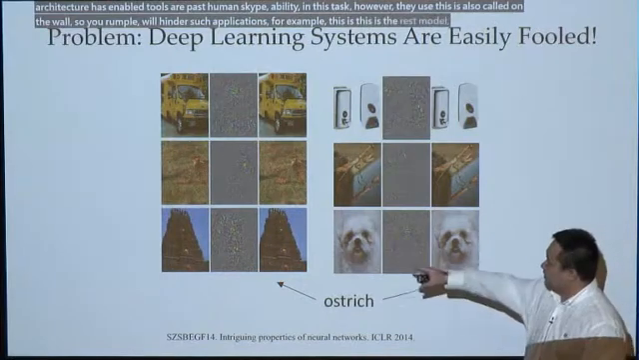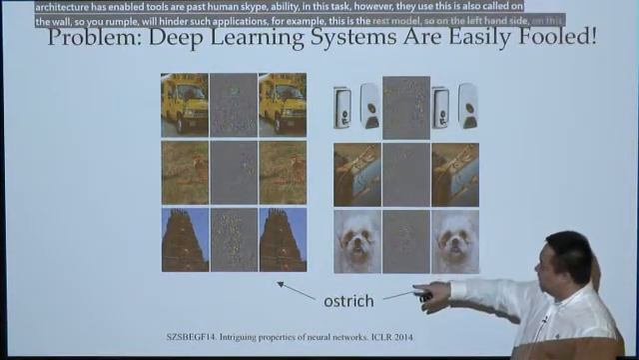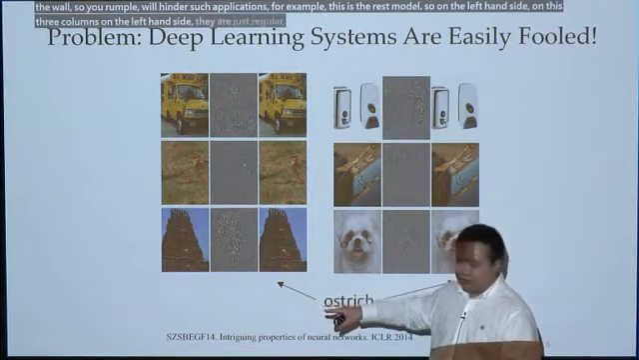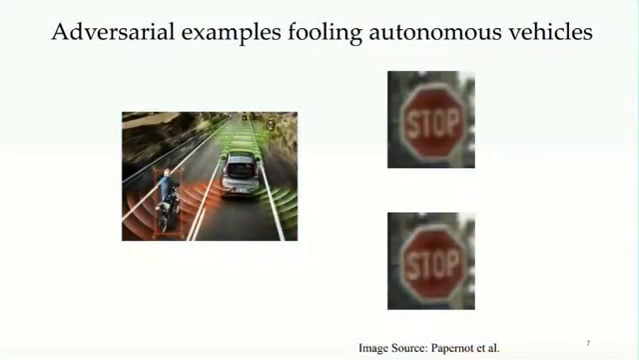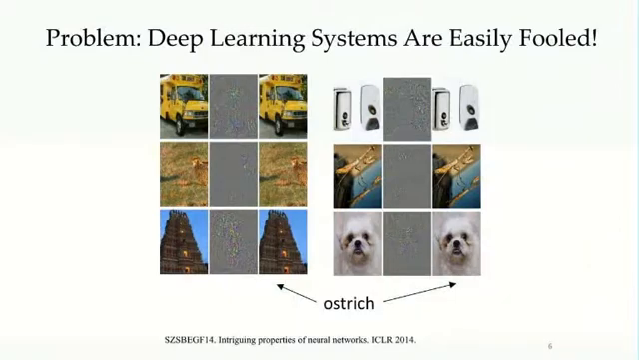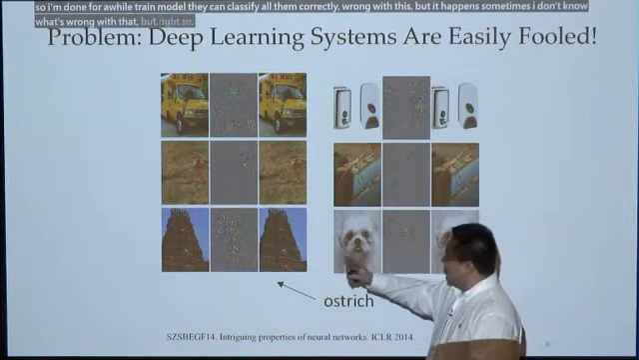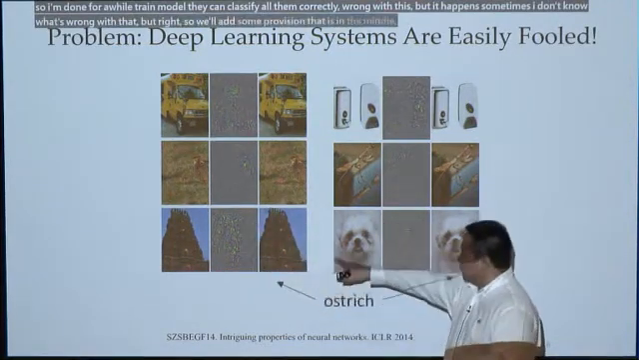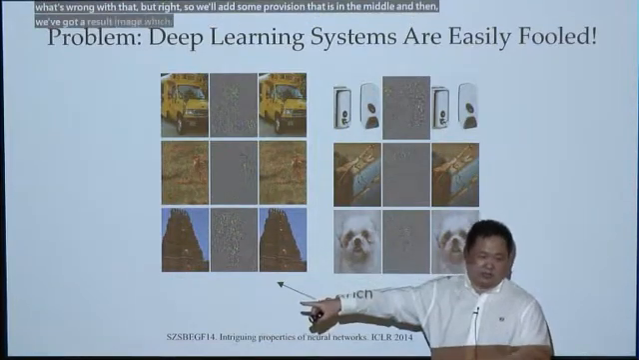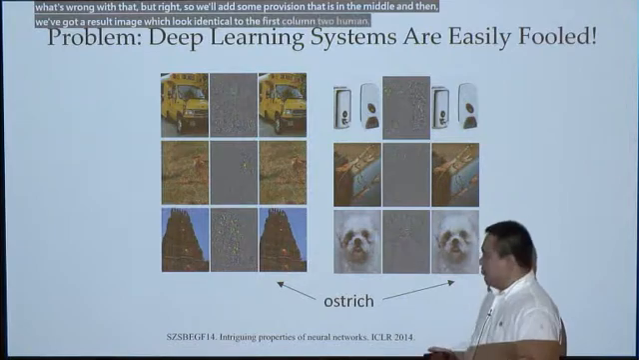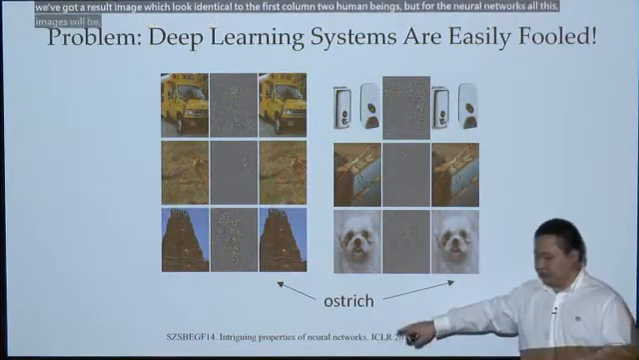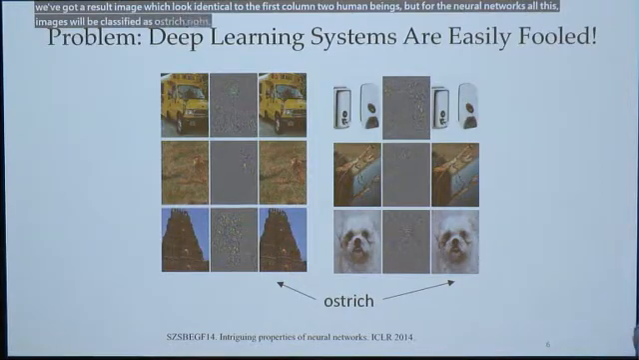For example, this is a ResNet model. On these three columns on the left-hand side, they are just original images in the dataset. And for a well-trained model, it can classify all of them correctly. Oh, sorry, I don't know what's wrong with this. But it happens sometimes. But right, we can add some perturbation that is in the middle row, and then we get a result image which looks identical to the first column to human beings, but for the neural network, all these images will be classified as an ostrich. Right, so these examples are so-called adversary examples, and we all know that they are not correct.